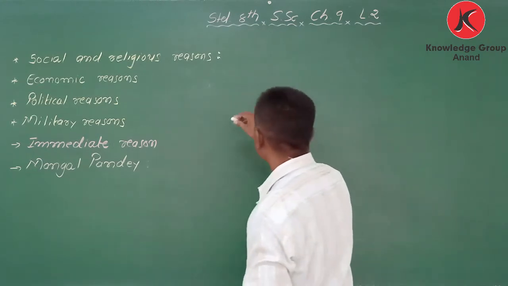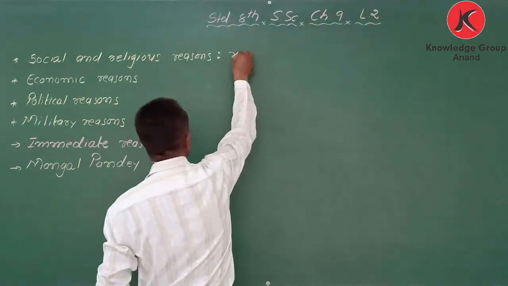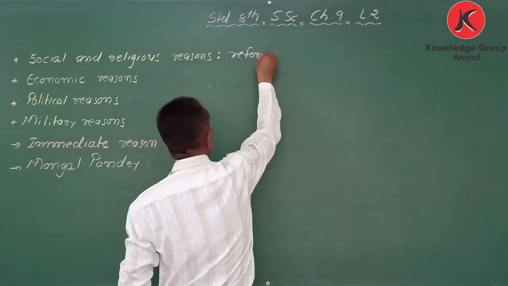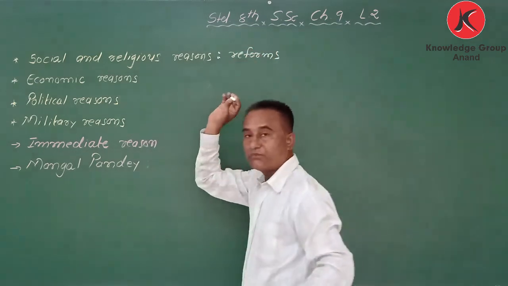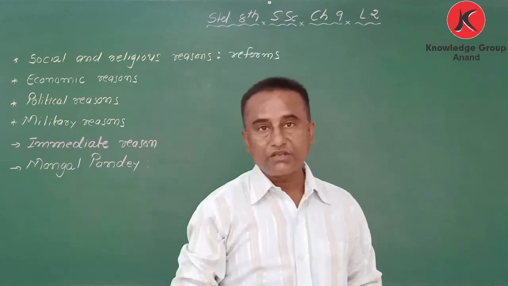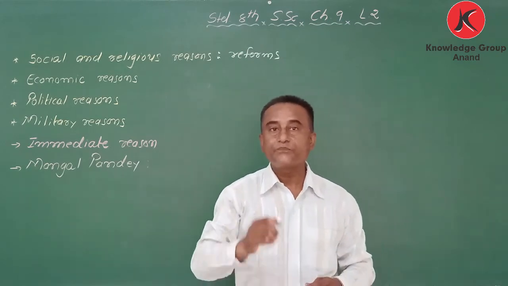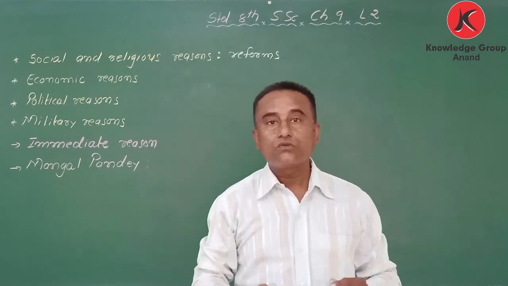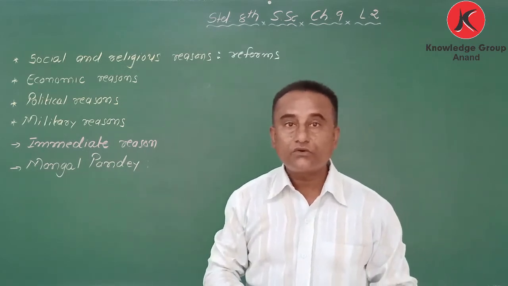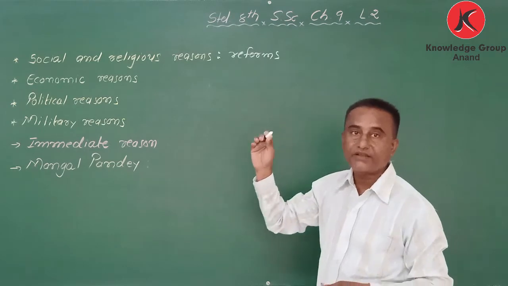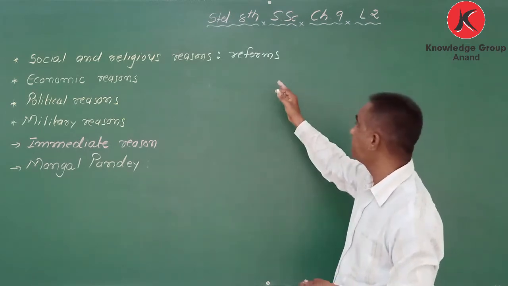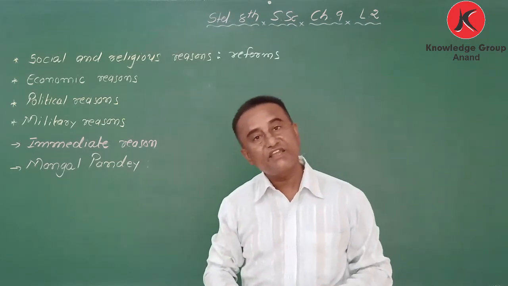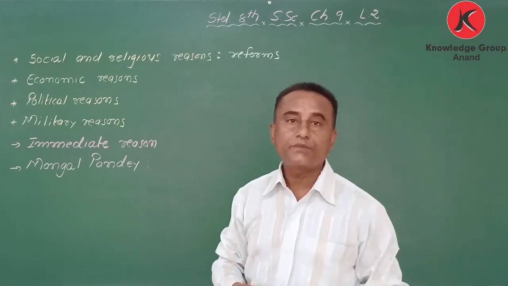So we can say that some reforms were made by the Britishers, and the orthodox, narrow-minded people were not ready to accept this kind of reforms, and that's why they revolted against the Britishers.